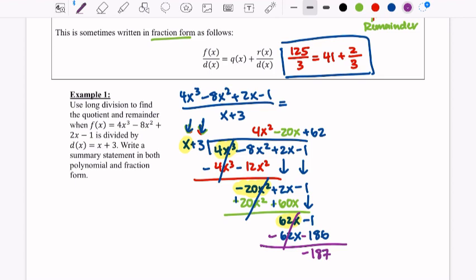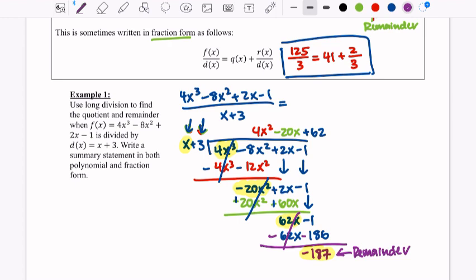Okay, if I continued this process again, I think, okay, what do I need to multiply x by to get me negative 187? Well, I've run out of x's, so there's nothing else that I can multiply this by that's not going to turn it into some sort of rational function. So in this case, the negative 187 is going to be our remainder.